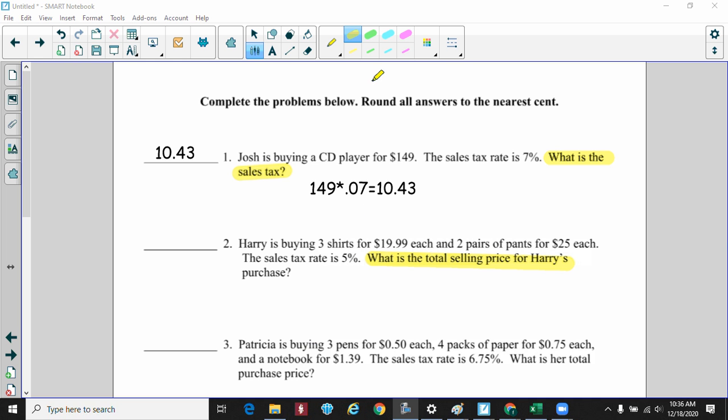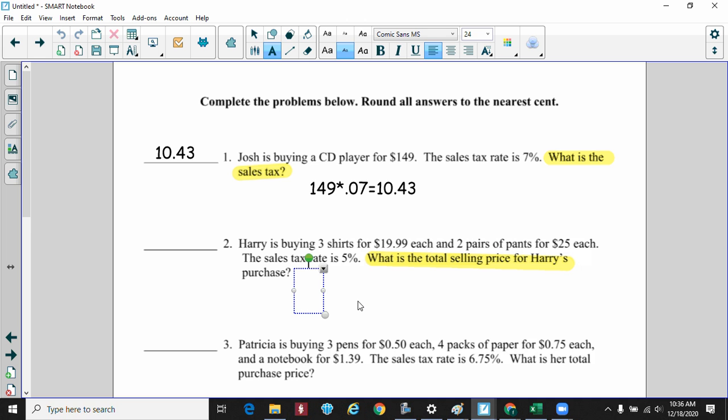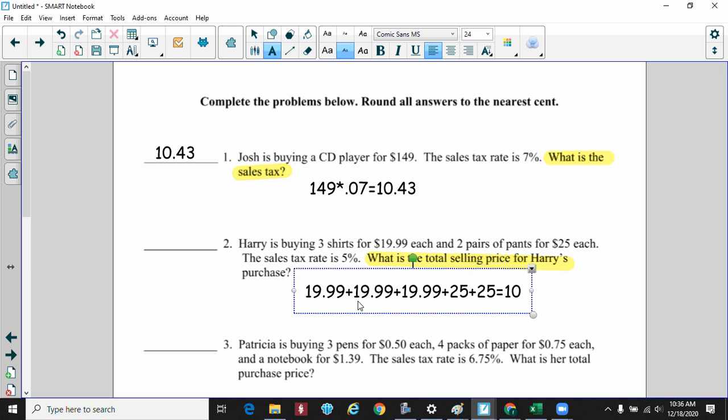All right, so for this particular one, and we'll probably stop with this one, he is buying 3 shirts for $19.99, so you can do like $19.99 plus $19.99 plus $19.99. I know this is the old school way of doing things. 2 pairs of pants, 25 plus 25. All right, so that's going to give me a number that I don't know off the top of my head. All right, so that's going to give me an overall subtotal of $109.97.